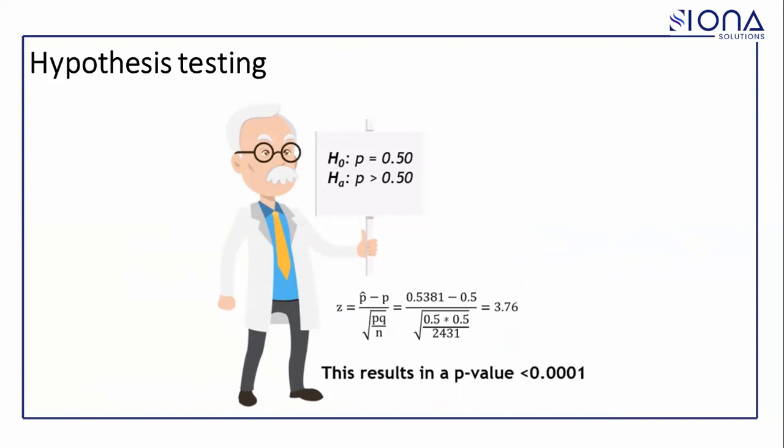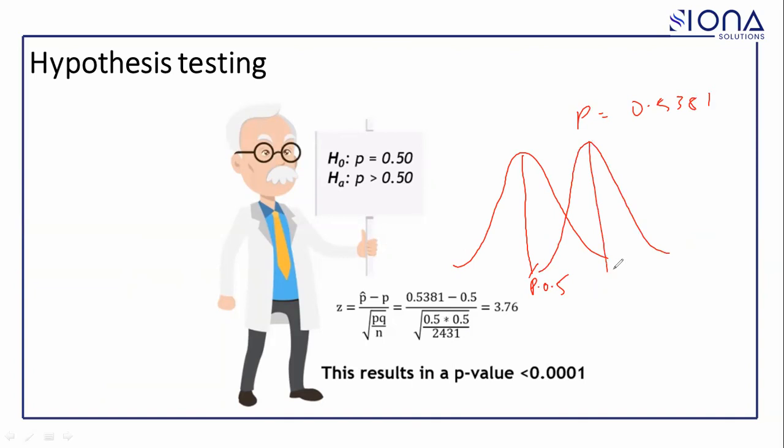You want to see out of these 2431 matches, how many matches they have won. So after calculating, you got the probability, let's say P, as 0.5381. Now based on your ideal condition, you are expecting the probability to be 0.5. But based on your calculated value, it has come to 0.5381.